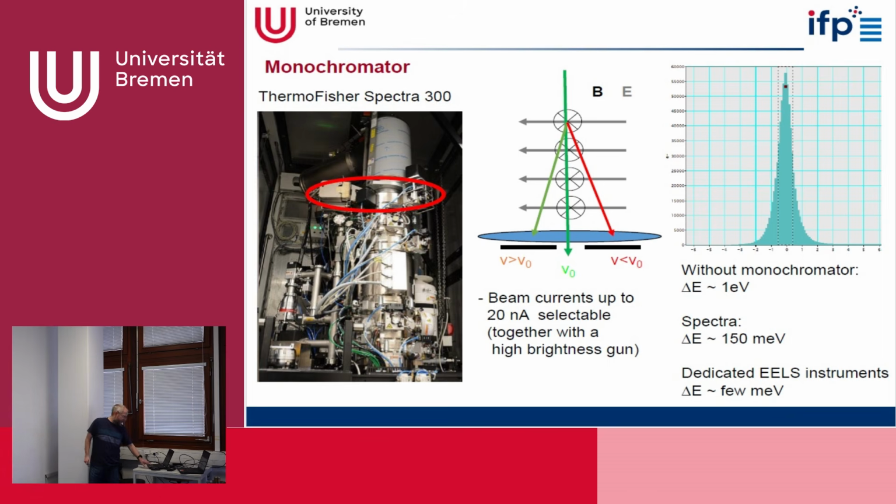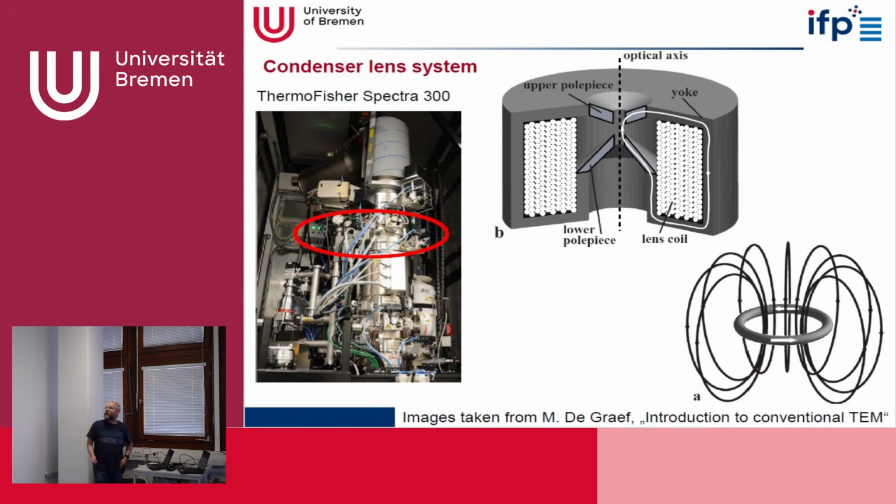After having passed the monochromator, we enter the condenser lens system, and this is the point where I need to say something about the lenses we use. You can imagine we cannot just use a glass lens like in a light microscope, because the electrons would be stuck in the glass and they would be lost. So in an electron microscope we have magnetic lenses.